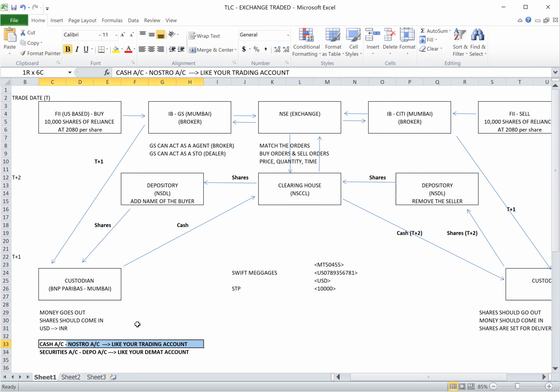From the trading account, cash comes in and goes out. And from the demat account, securities come in and go out. Right? So the client, that is Vanguard, would be having a cash account as well as a securities account with a custodian in India.